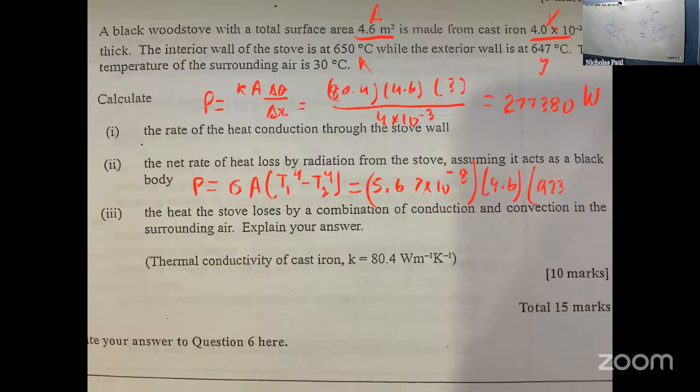Very good. 923.15 to the power of 4, and then minus it at 30, right? So that would be what? 303.15 to the power of 4. 30 degrees is the temperature of the surroundings, so 30 plus 273.15.